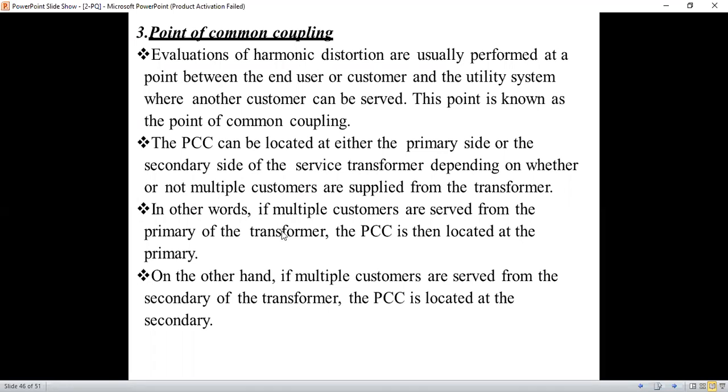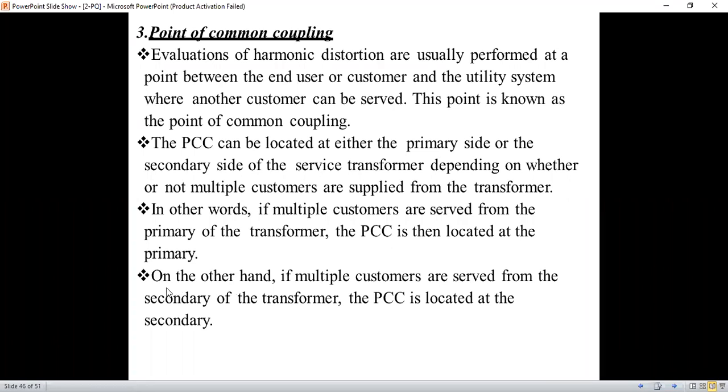In other words, if multiple customers are served from the primary of the transformer, then the PCC is located at the primary side. If the multiple customers are connected at the secondary side of the transformer, that is called the common coupling point. If they are connected at the primary side, then that is the common coupling point. It may be secondary side or primary side. We have to consider where multiple users are connected; that one we are going to consider as the common coupling point.